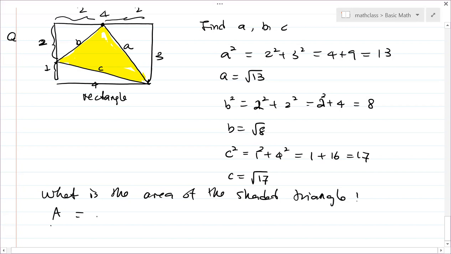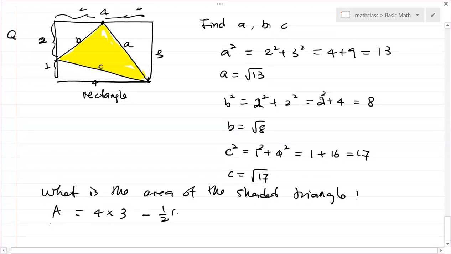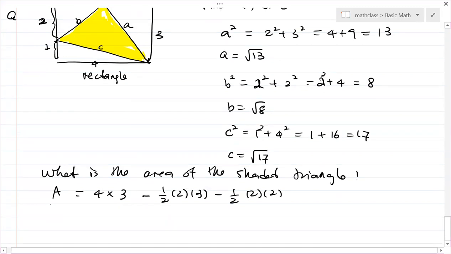Okay, and you have to use the subtraction method. So the area of the rectangle is 3 times 4 because the length is 4, width is 3. Then you minus the area on the right side. The right side has base 2, height 3. Then you minus the area of the other triangle. It's going to be 2, 2, right? Then minus the area of the one at the bottom.